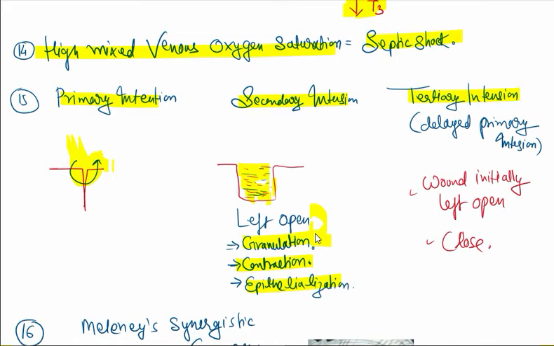Okay. Tertiary intention is also known as delayed primary intention. Primary means, if there is the word primary, suturing has to be done. So the wound is initially left open and left to heal somewhat by itself, and then finally closed.